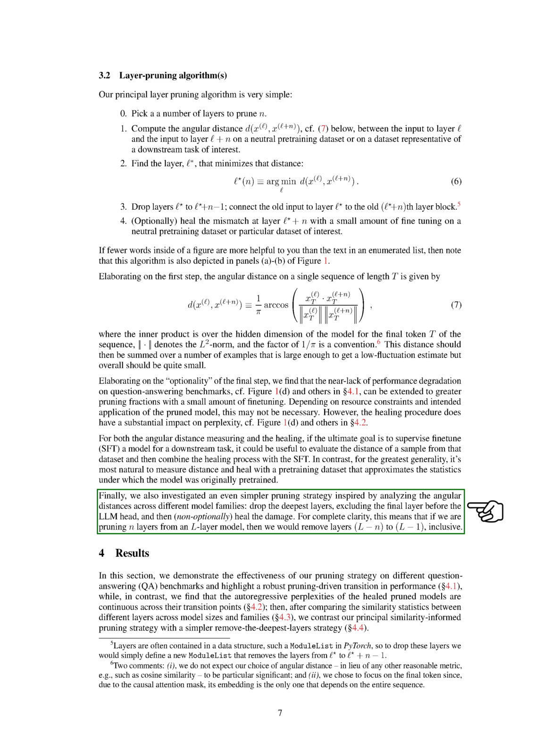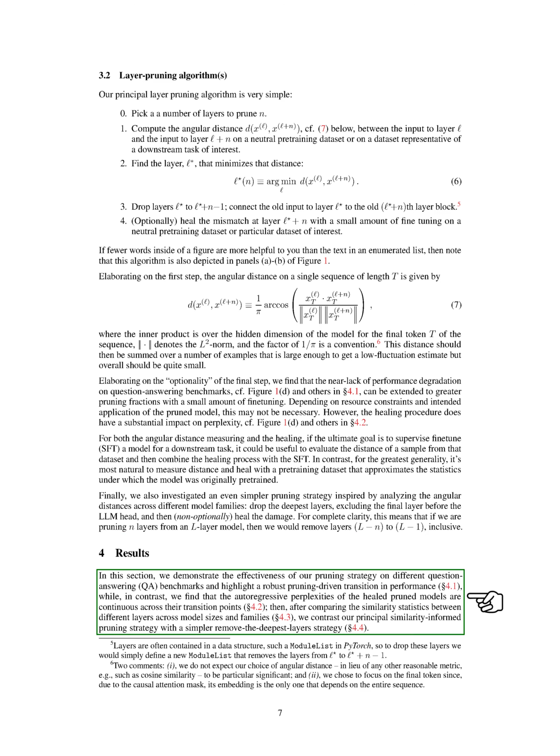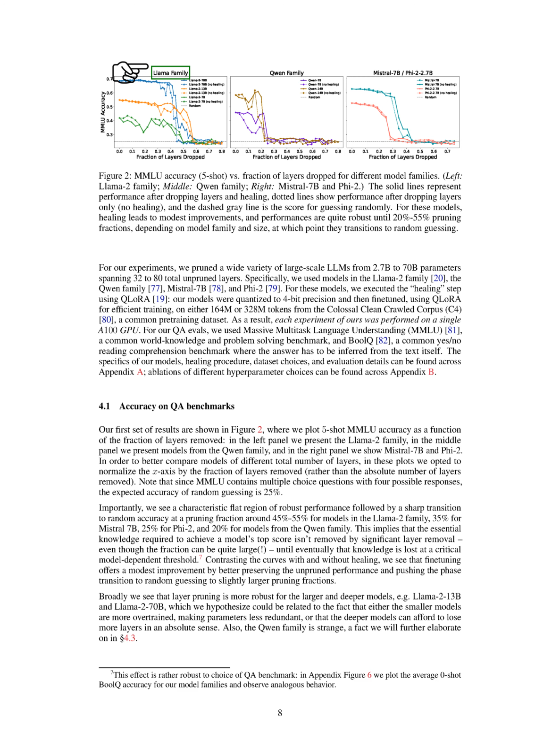Section: Results. In this section, we demonstrate the effectiveness of our pruning strategy on various question-answering benchmarks. We observe a consistent improvement in performance through pruning, especially in larger and deeper models. We also compare our approach with a simpler layer removal strategy. For our experiments, we pruned a range of large language models with different parameters and layers. We used models from the Llama 2, Qwen, Mistral 7B, and Phi 2 families.